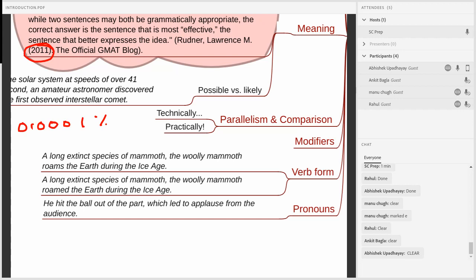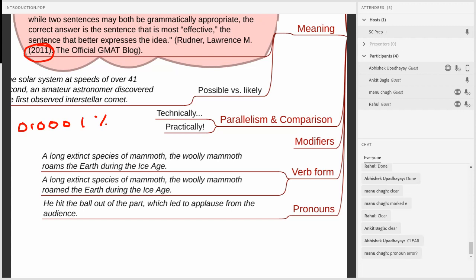Yes, sir, it's wrong. Okay, why? So which is misplaced? What problem is it creating? So which should modify a noun? Got it. Got it. Fair enough. Ankit, were you also saying something?